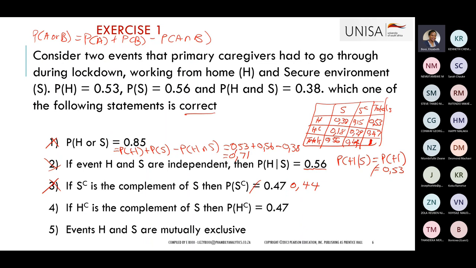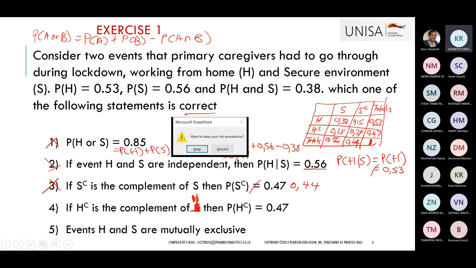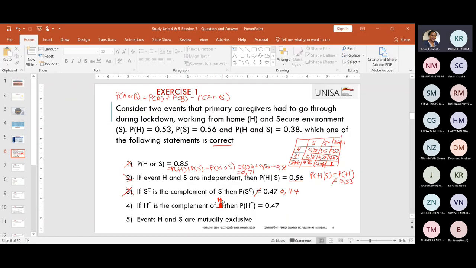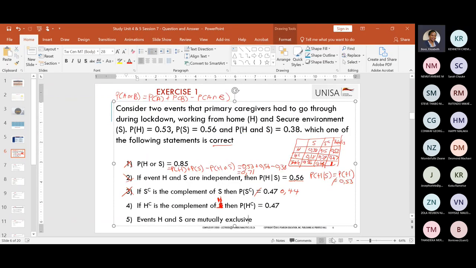If H with the gappy is a complement of H, this is my mistake here, it should say of H, then the probability of H complement is 0.47. So therefore, that is the correct answer that they are looking for.